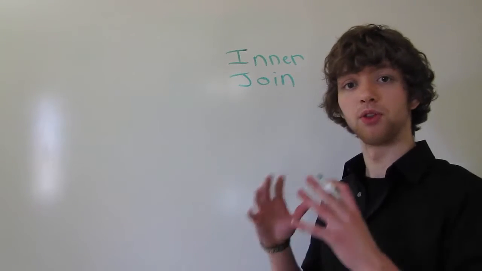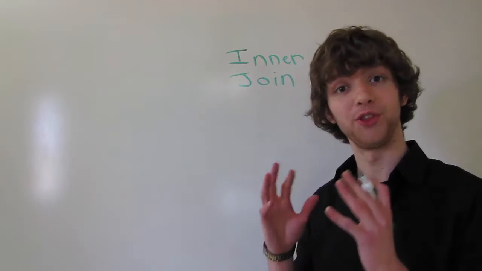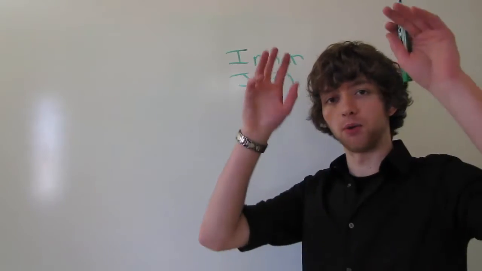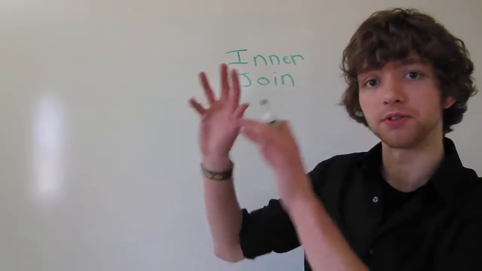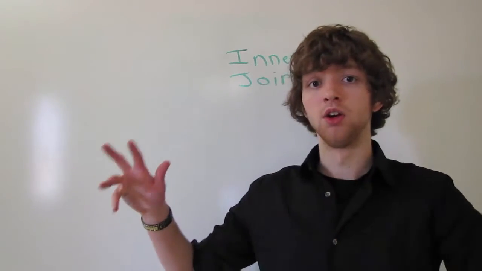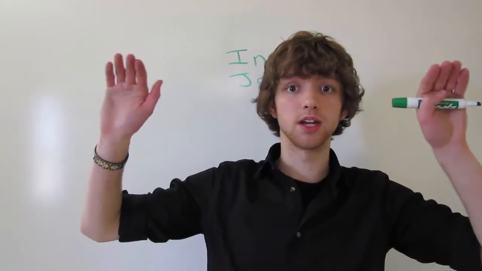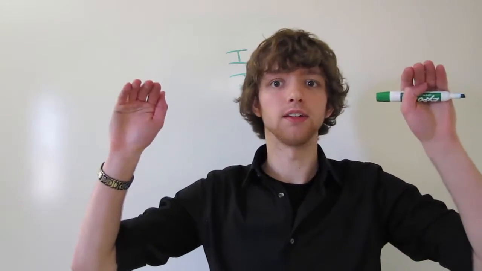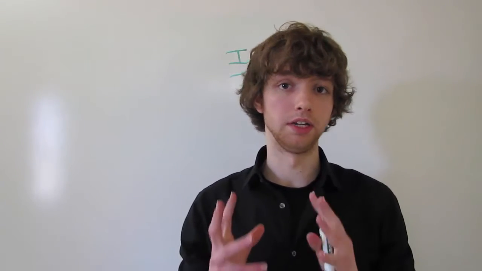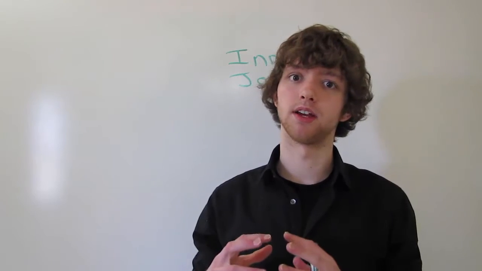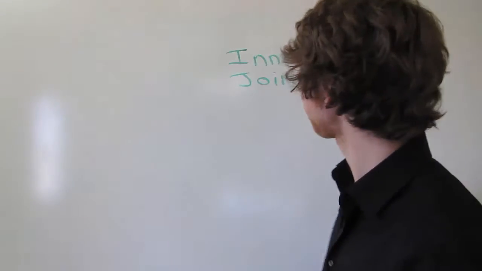Okay, so the way an inner join works is it's going to take one table and another table, and then wherever there are rows from this table and this table that are connected, it's going to present them in a new generated table. So let's just break this down and see how it works.